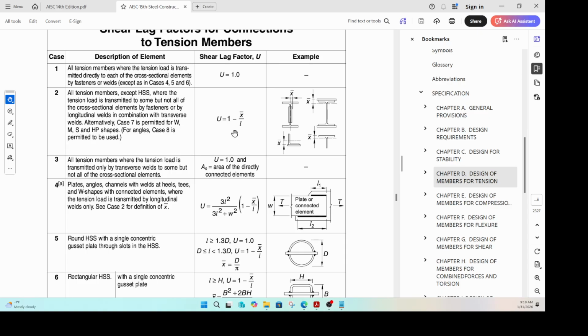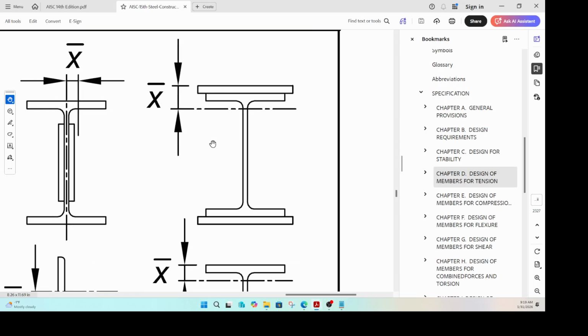Okay, and X bar is nothing but, if I blow this image up a little bit, you see that this particular point here is the centroid of that particular T shape, right? So from the centroid to the shear plane, where the load is being transmitted, that distance is your X bar.